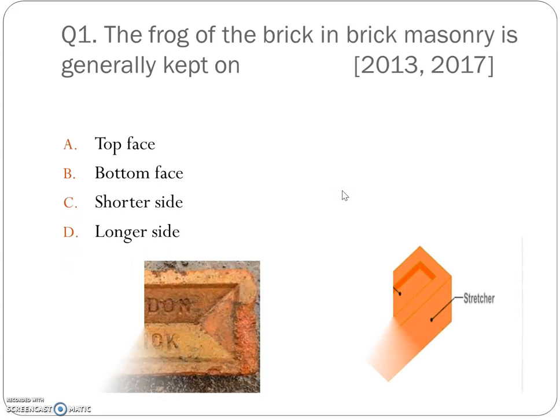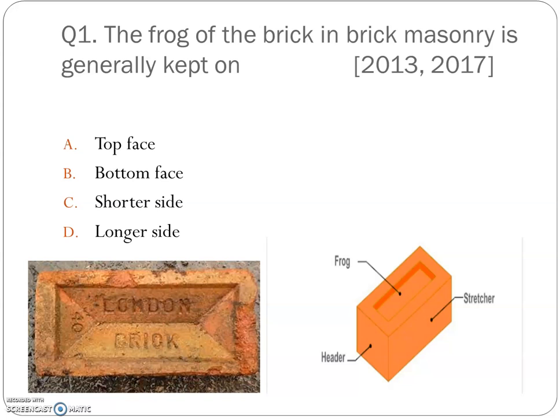So let us see what is this frog. In the figure it is clear that it is shown as the top portion of the brick and it is used for writing the name of the manufacturer. Okay, and also this is provided to form a key for holding the mortar. So the answer is the top face.